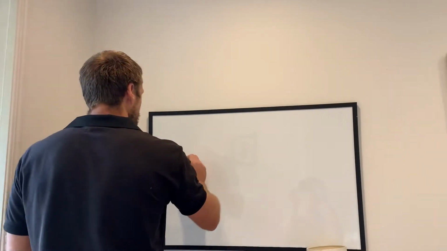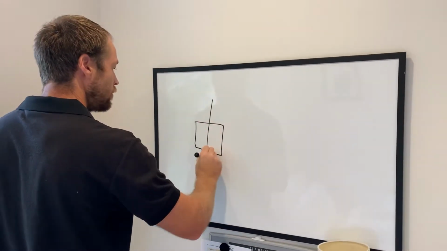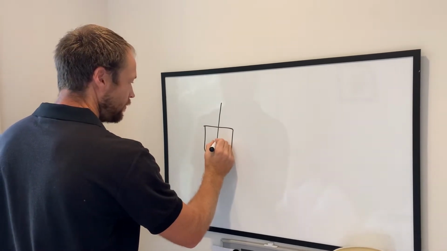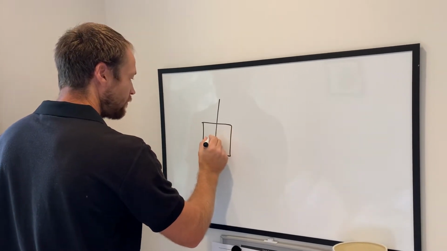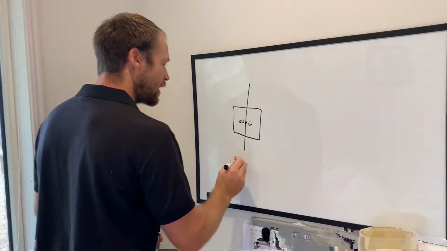Hello, let's talk about stability. So here's our vessel. There's our boat. And what we have just here is the center of gravity, CG for short. And that center of gravity is forcing vertically down. So it's always forcing vertically down.